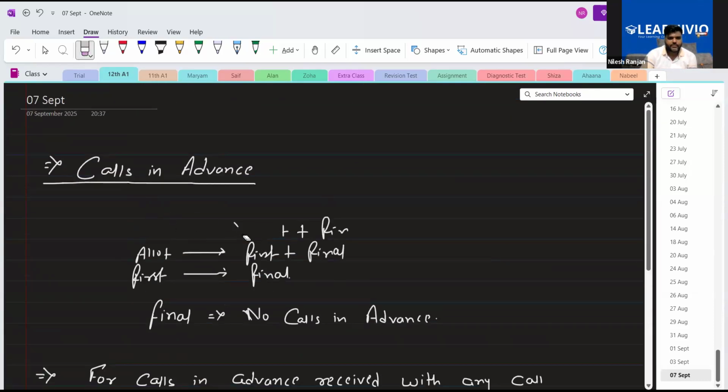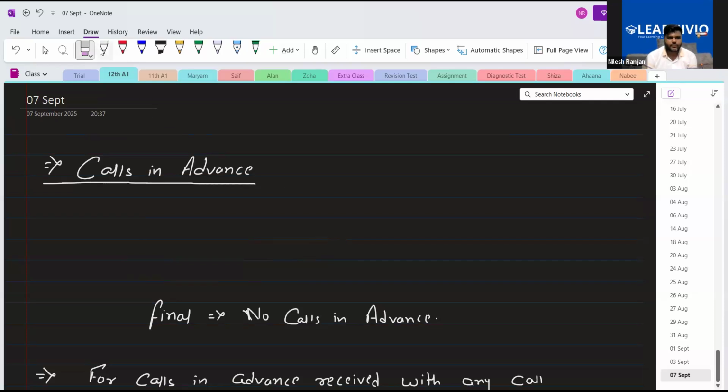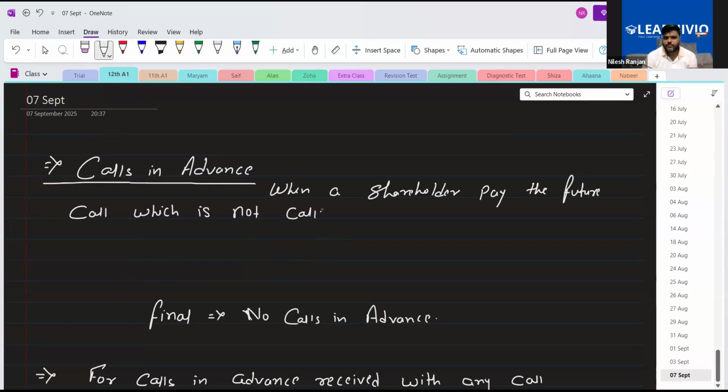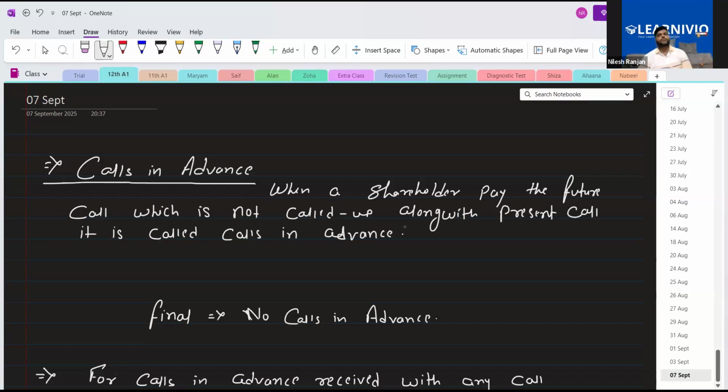Okay. Now the meaning. When a shareholder pays the future call, which is not called, along with the present call, it is called calls in advance. Okay, please write this.